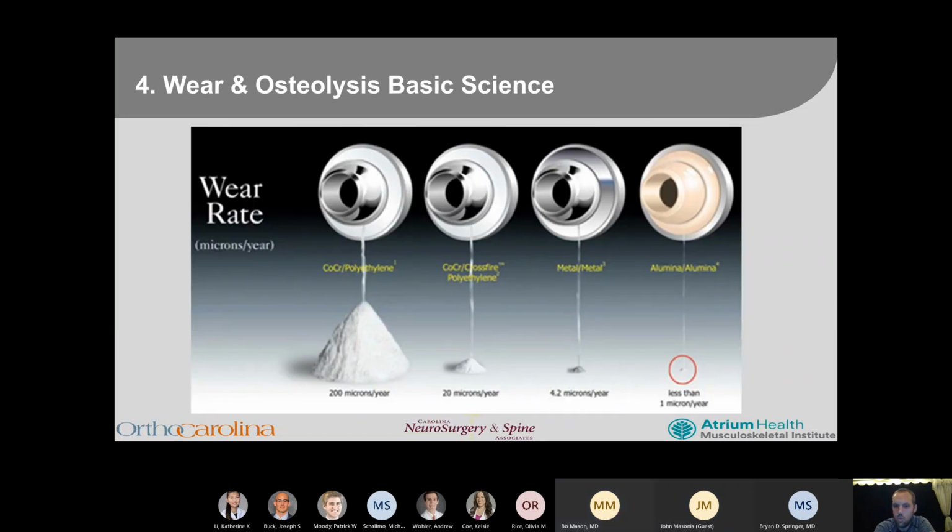Moving on to wear and osteolysis. This is another heavily tested thing. I think the testing frequency on this has gone down over the years. But the important thing to understand, especially if you haven't put any of these things in before, is that a lot of the problems historically with arthroplasty components revolved around the wear rate of the polyethylene. So that would be on the far left here, the cobalt chromium polyethylene, where they show the huge pile of stuff coming off of it.